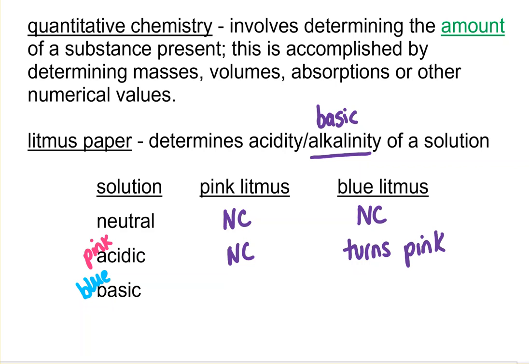And basic goes toward the blue side, so if it's pink, it will turn blue. If the litmus paper is already blue, blue basic, it's already there, so it won't change.